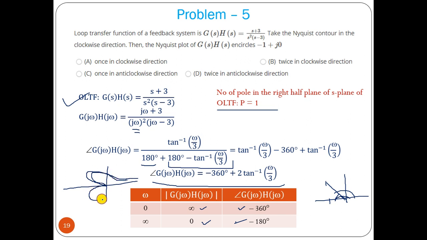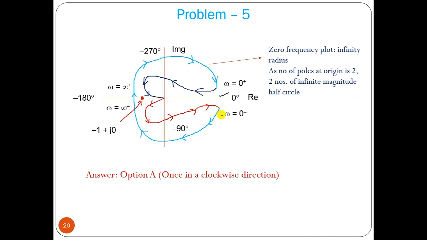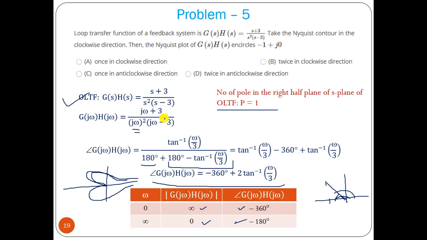Then this is your plot. After that you have to take care. So let me show you that. So this is the omega polar plot. This is the polar plot. We have a pole at origin, 2 poles at origin.